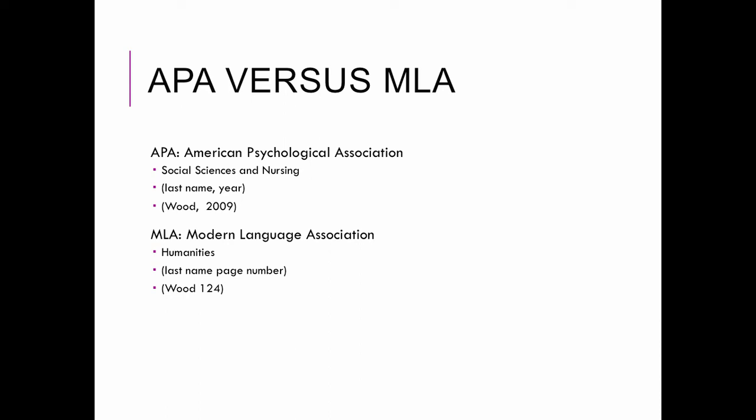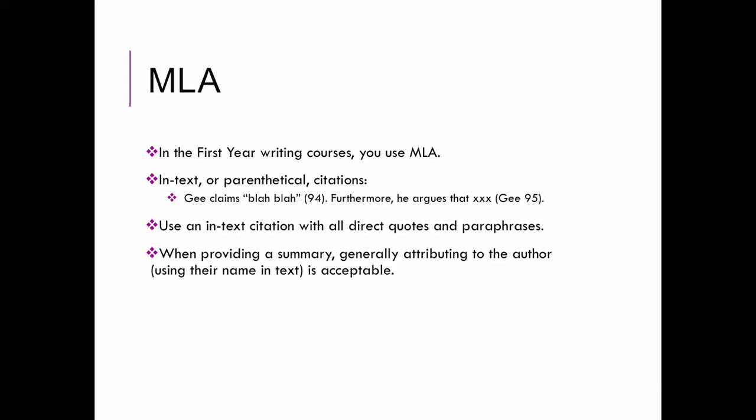You should always ask your instructor, however, which citation style the instructor prefers for your class. In the first year writing courses, you will be using MLA as that is part of the humanities. We use in-text or parenthetical citations. So an example here on this slide shows that G claims blah blah, whatever he says, and in the parentheses is the page number. The reason why is that we use the author's name in the sentence. G claims, quote, page number.